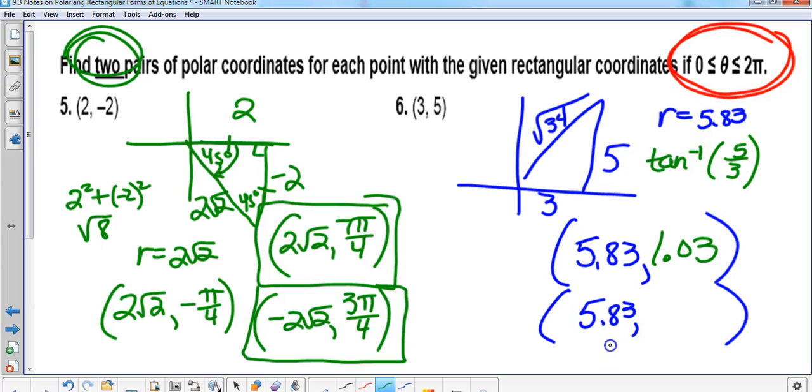We need another name. If we added pi and said I'm going to go all the way around to here and then back up, this can be negative 5.83 and whatever that plus pi is, which is 4.17. All right. First one isn't bad, yes? First one isn't bad. Pythagorean theorem, inverse tangent. Second one is a little tricky.